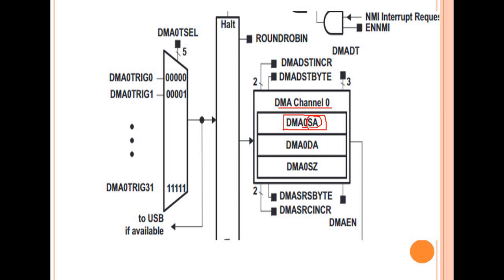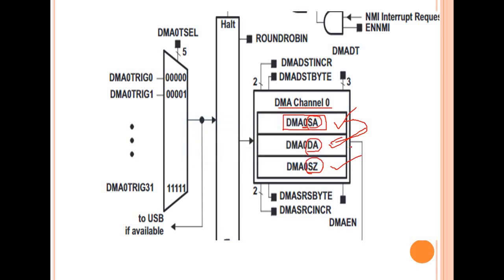Next one, DMA DA. Here DMA DA indicates the DMA destination address. The next one is DMA SZ. Here DMA SZ indicates the size of bytes to be transferred. How many bytes you want to transfer from source to destination. Here the source address is there, here the destination address is there, here the size of bytes is there. This amount of bytes is transferred from the source to the destination address.